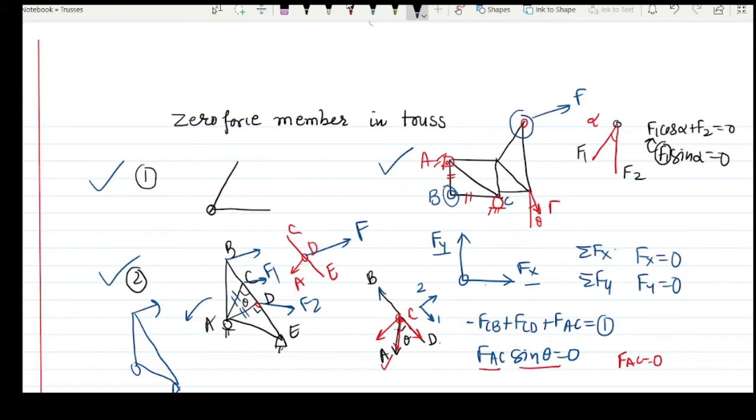The second situation is that there are two collinear members with a side branch. So there is a side branch and we will have the side branch as the zero force member. I hope that you now have an understanding of zero force members. So let's move on and solve the given problem.